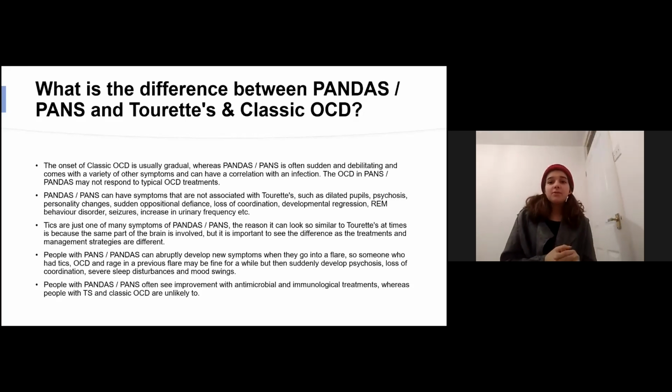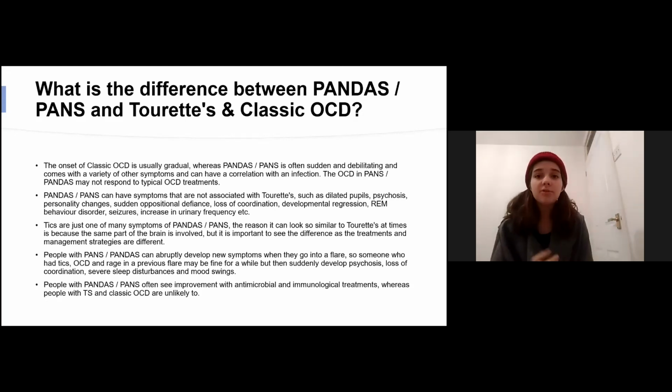PANDAS PANS also has symptoms that aren't associated with classic Tourette's, such as dilated pupils. That's quite a big thing. Psychosis, personality changes, sudden oppositional defiance, loss of coordination, developmental aggression, REM behavior disorder, seizures, and an increase in urinary frequency. And as I said, tics is just one of the many symptoms of PANDAS PANS. But the reason it looks so similar is because the same part of the brain is involved, but the treatments and management strategies are different.